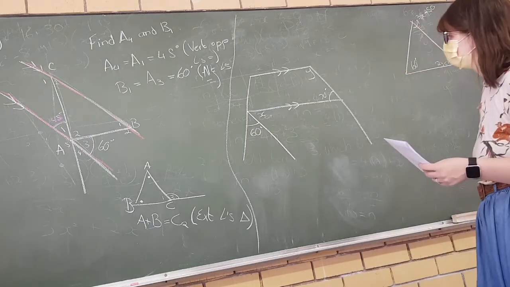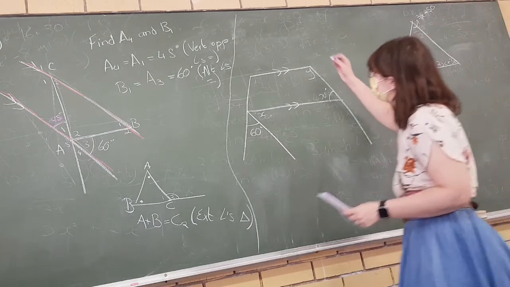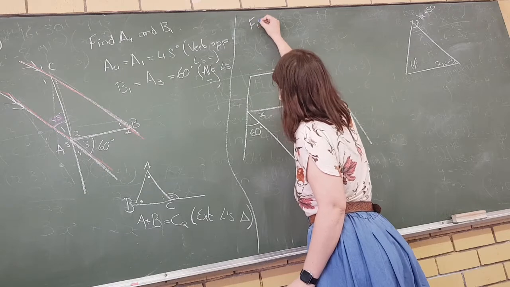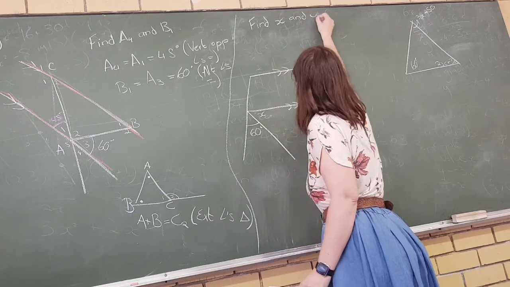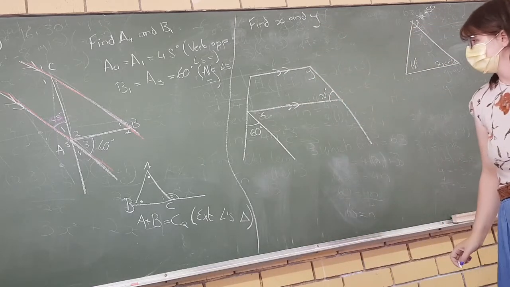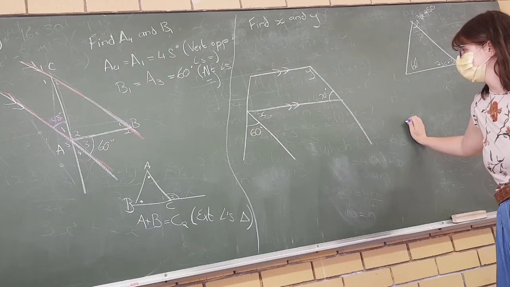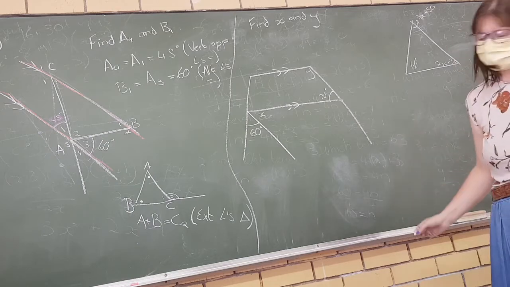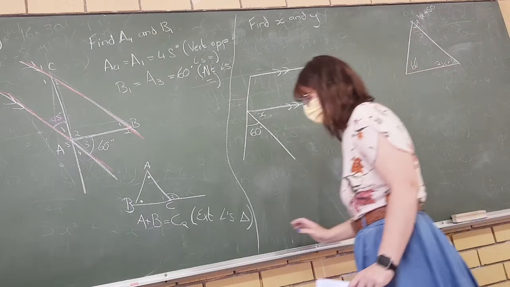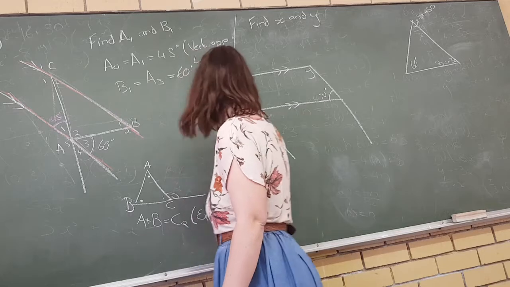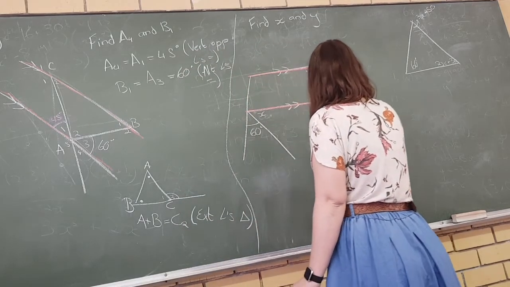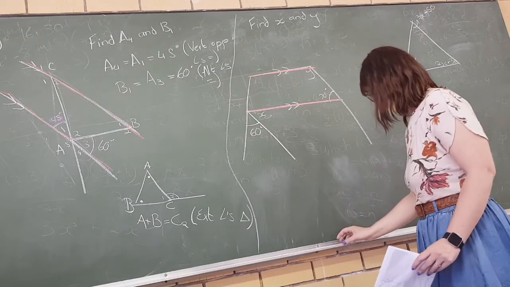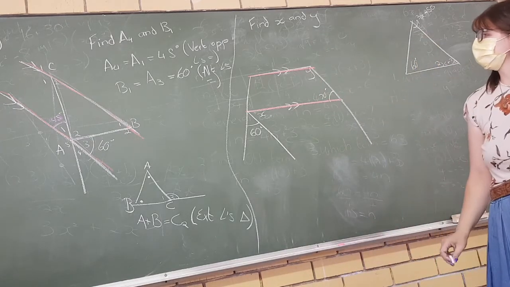Alright. So let's go on to our second drawing. It says find X and Y. So I have my parallel lines. The first thing I do is I highlight my parallel lines. I can see this line is parallel to that line. Okay, so now, what is X equal to?